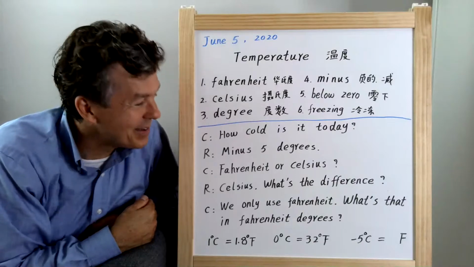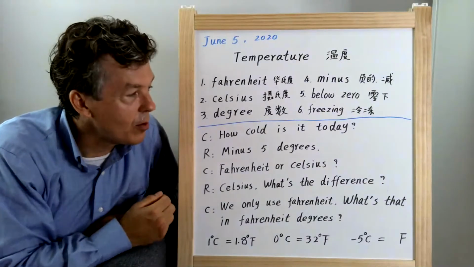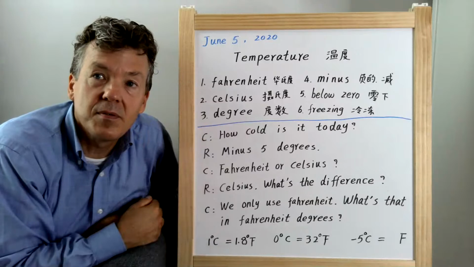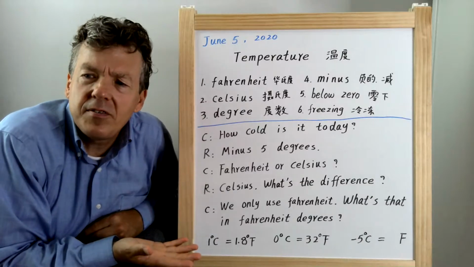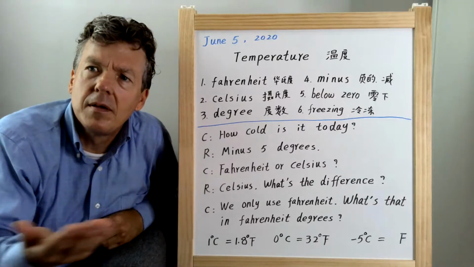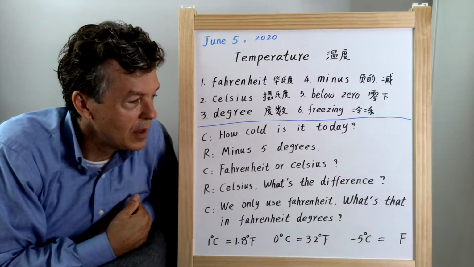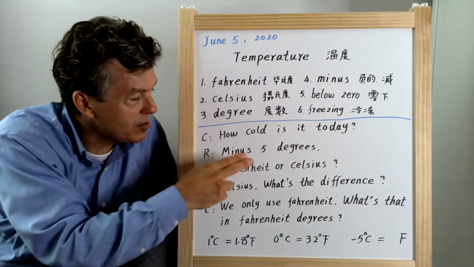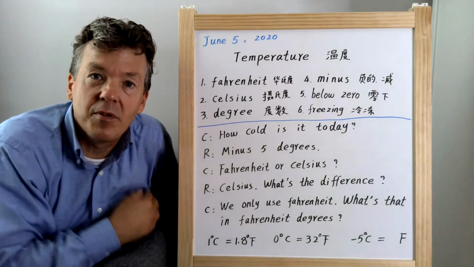It's not freezing in here. How cold is it today? How cold is it today? -5 degrees. Fahrenheit or Celsius? Celsius. What's the difference? We only use Fahrenheit. What's that in Fahrenheit degrees? What's the temperature, and what's -5 degrees in Fahrenheit? What's the equivalent in Fahrenheit degrees?